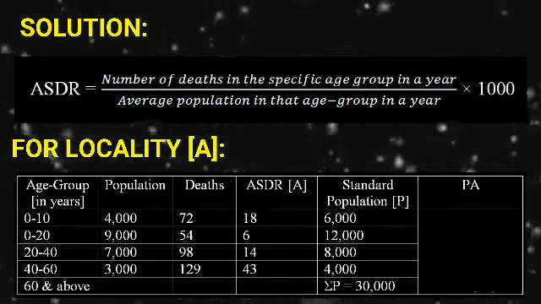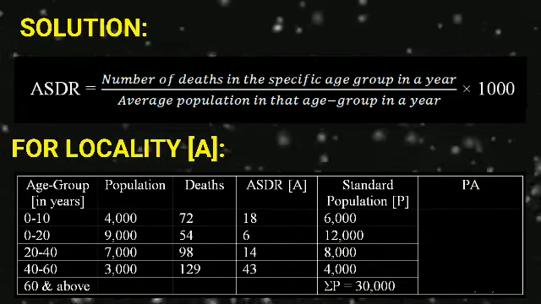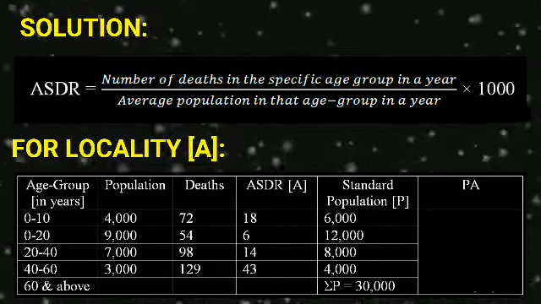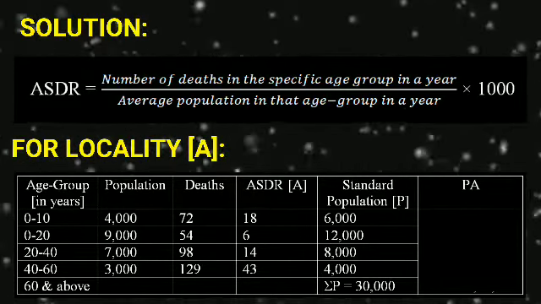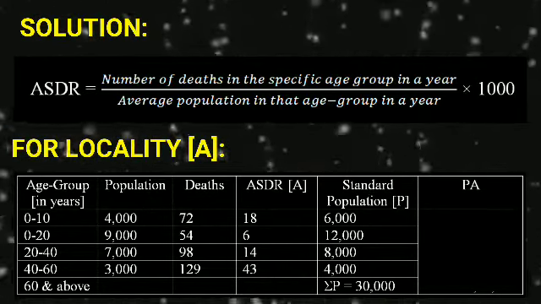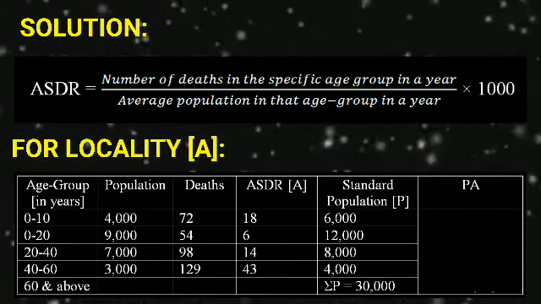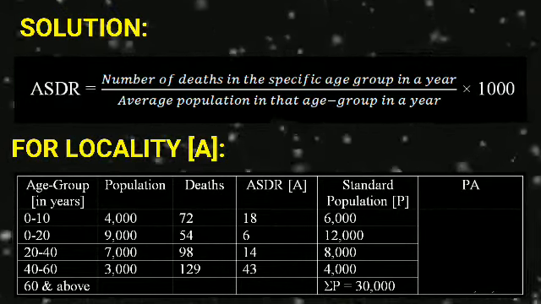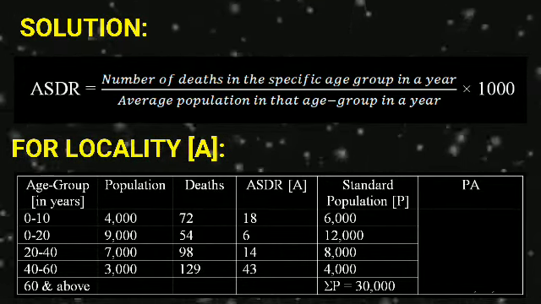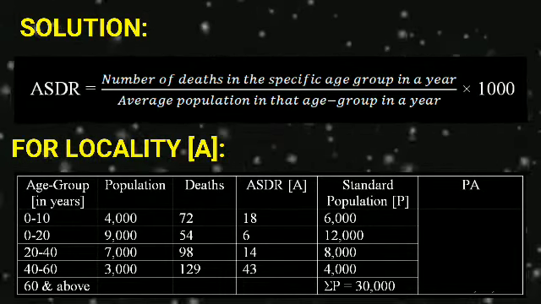Next column, consider the standard population, which is given in the question. As you all know, the standard population is the common population value for both localities A and B. So consider the values. Standard population is denoted as capital letter P, and the values are 6,000, 12,000, 8,000 and 4,000. After that, find the sum total of the standard population. So sigma P equals 30,000.